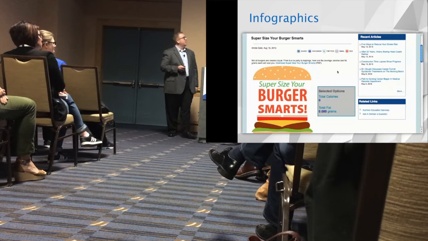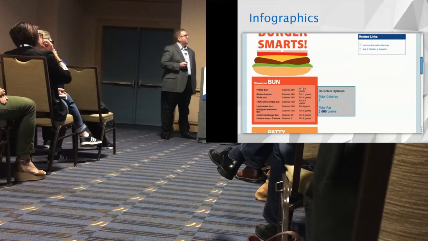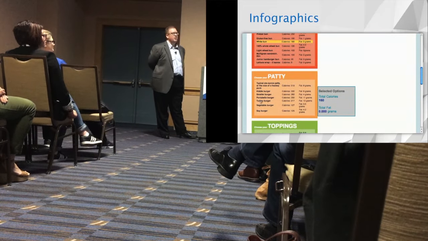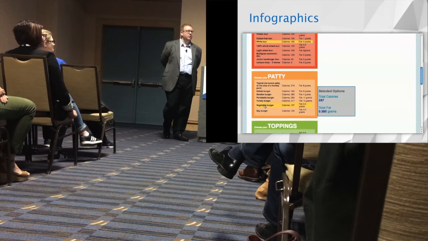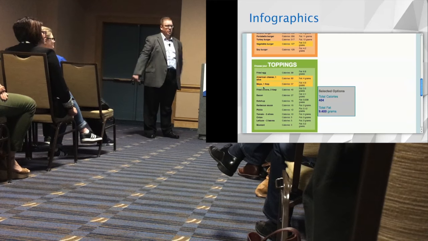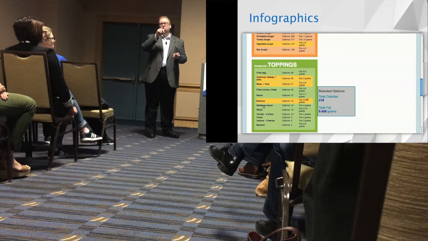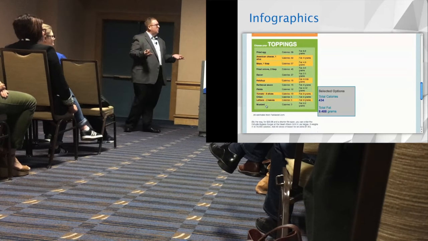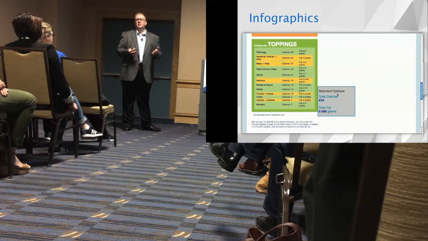Another one, our graphics folks put together this infographic of sorts, showing you how many grams of fat and how many calories are in your burger if you choose different items. Now in print, you have to kind of manually add up, if you choose each item. Well, I thought, why don't we make this more interactive?